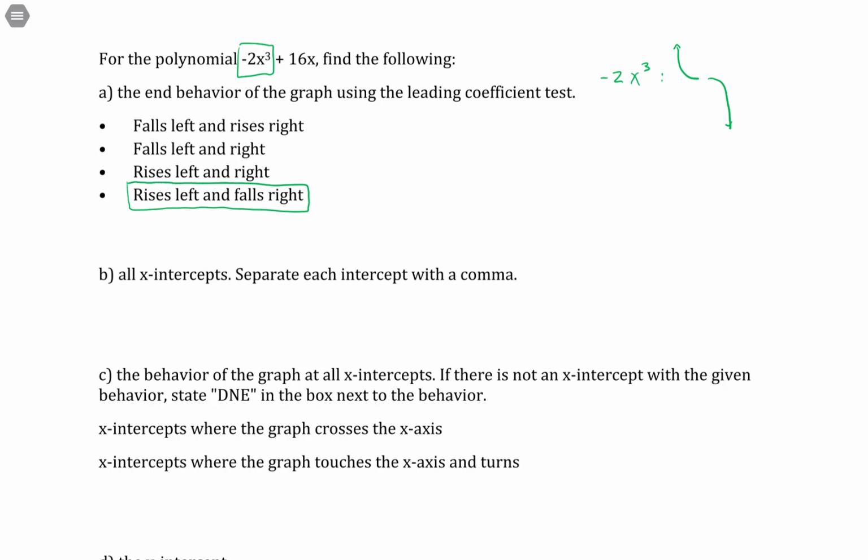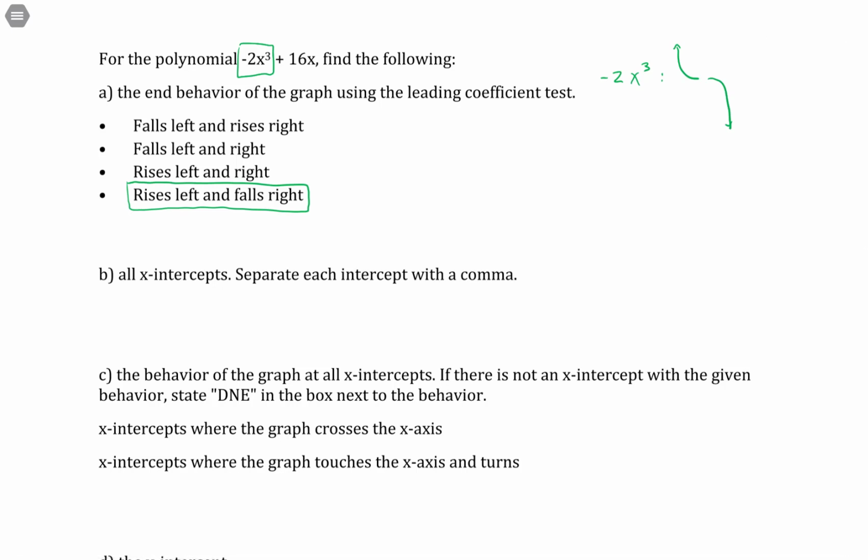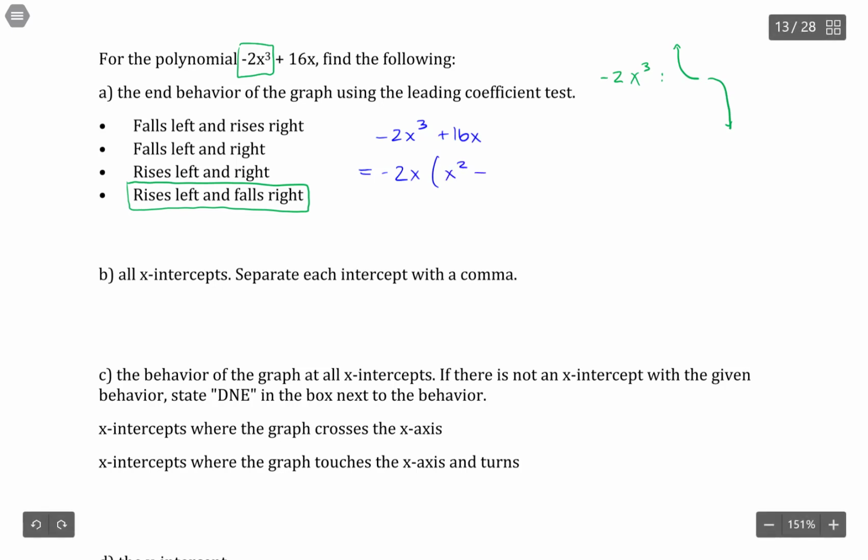Next, we want the x-intercepts. Now, to find the x-intercepts, we're essentially looking for zeros, but in particular, it needs to be real zeros. And to find those, I think what I'll do is just take the polynomial as is, and it looks like there's a common factor that I can bring out, and I don't particularly need to go through the process using synthetic division because of that. So negative 2x can factor out of the terms and leave me with x squared minus 8.